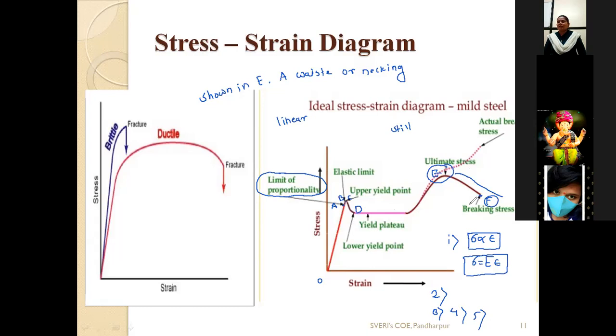The stress at F is called the breaking stress or failure stress. Over. Your writing is over.